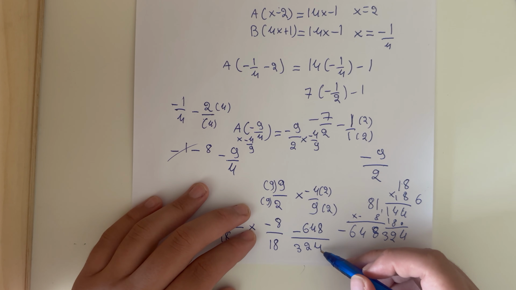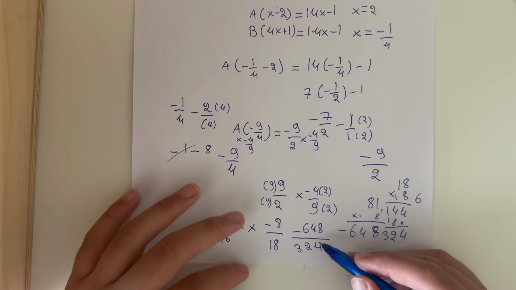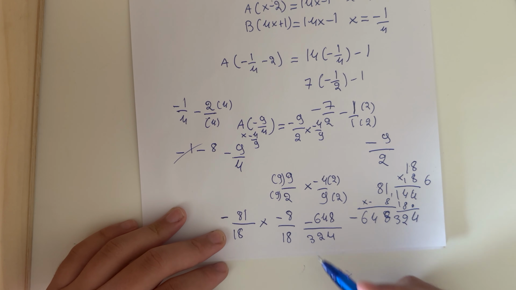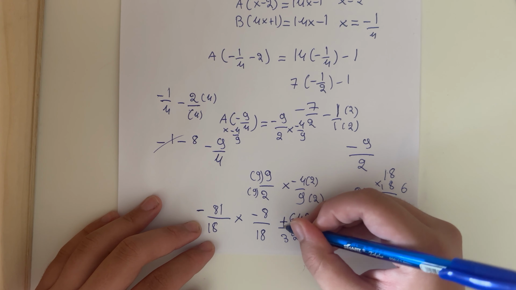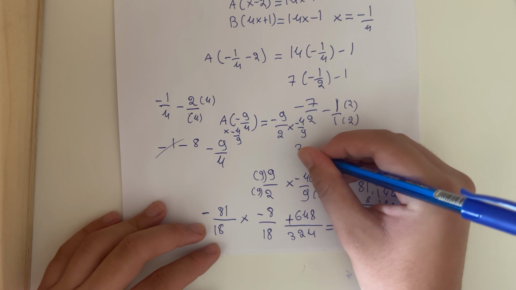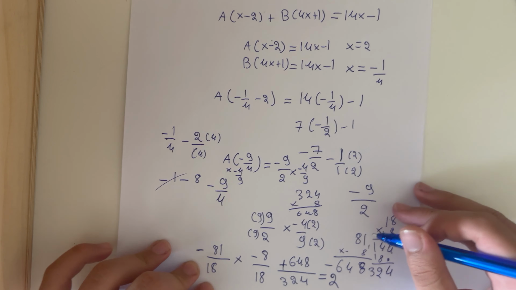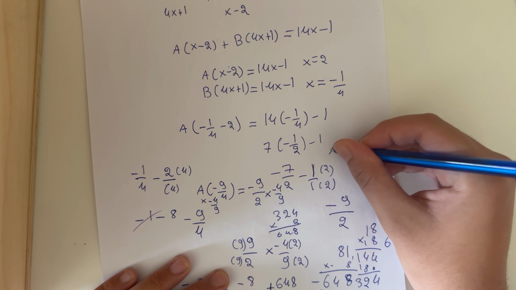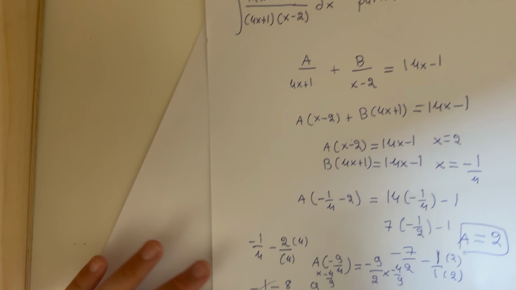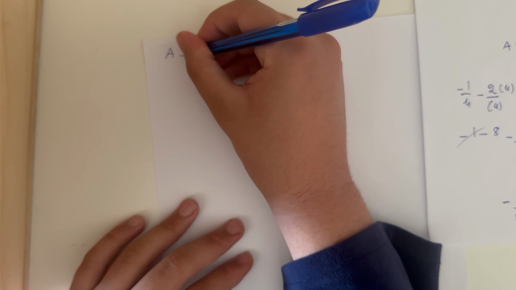So this looks like it's going to be, sorry, this should be negative. So we have negative 9 times negative 9, so this ends up being positive. So it looks like it's going to be 2, and this is because 324 times 2 is just going to be 648. So we solved for A, so A is equal to 2. So let me get a new paper here. So we have A is equal to 2.